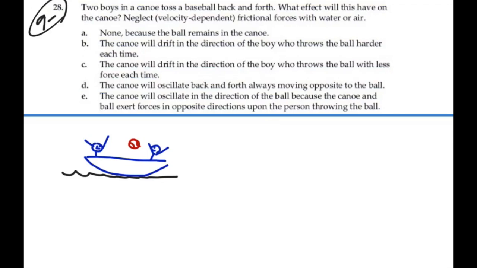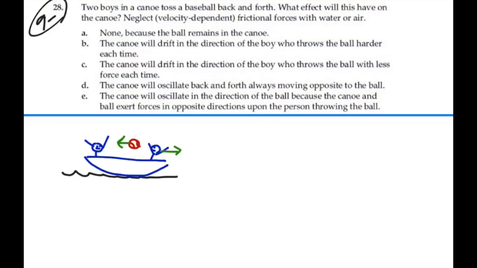Also, we can think that every time there's momentum imparted to the ball, by conservation of momentum there will be momentum in the opposite direction imparted on the boy and the boat. So when a boy throws the ball, the boat and the boy will go in the opposite direction. And when the ball gets caught, there will be a change of momentum on the ball in the opposite direction, and the boat again will move in the opposite direction to that.